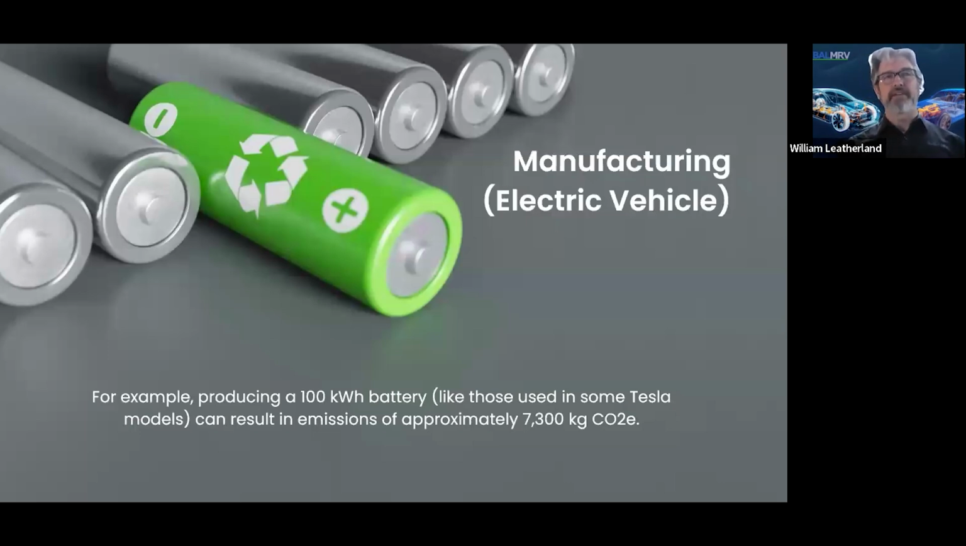But in that Tesla Model Y vehicle, it needs a 100 kilowatt-hour battery. That's what you'd usually find. And that can result in emissions of approximately 7,300 kilograms of CO2 equivalent. That's how much to manufacture the entire vehicle. It's going to be a little bit more for the EV because, once again, manufacturing the lithium-ion battery is going to cost more CO2 equivalent when we get down and actually look at it. So 7,300 kilograms of CO2 equivalent to manufacture an electric vehicle.